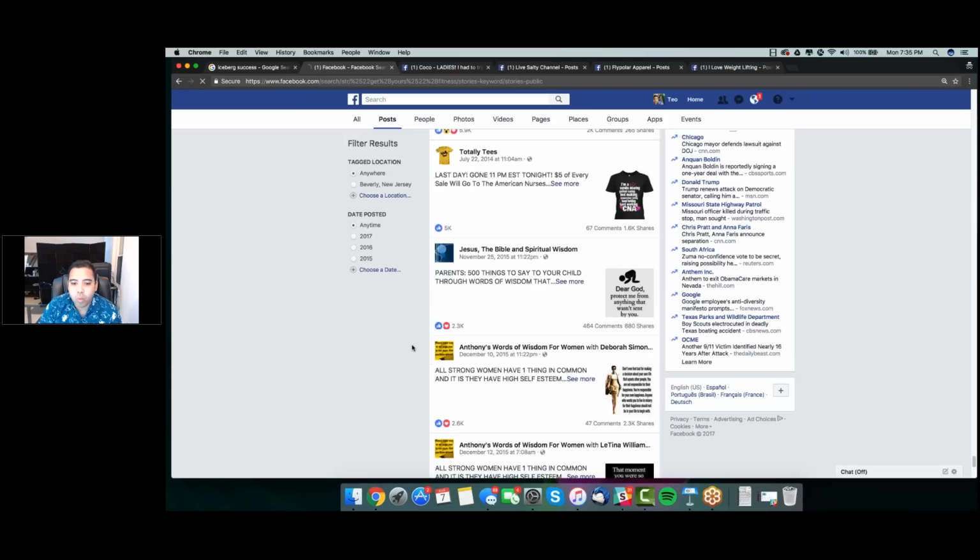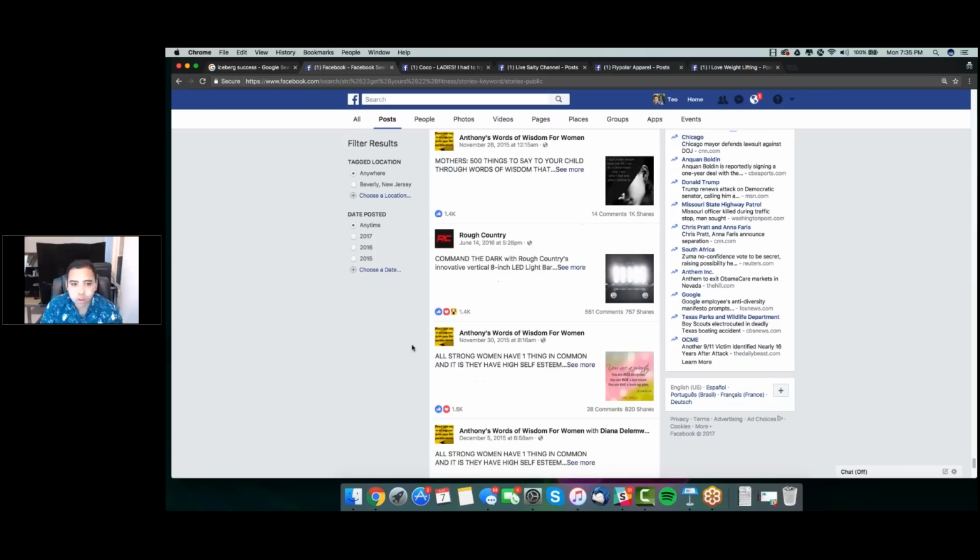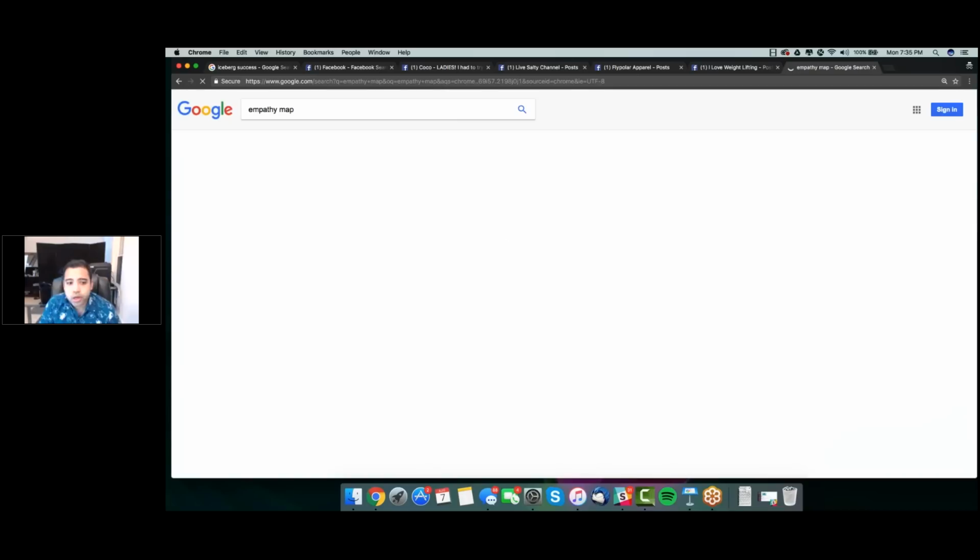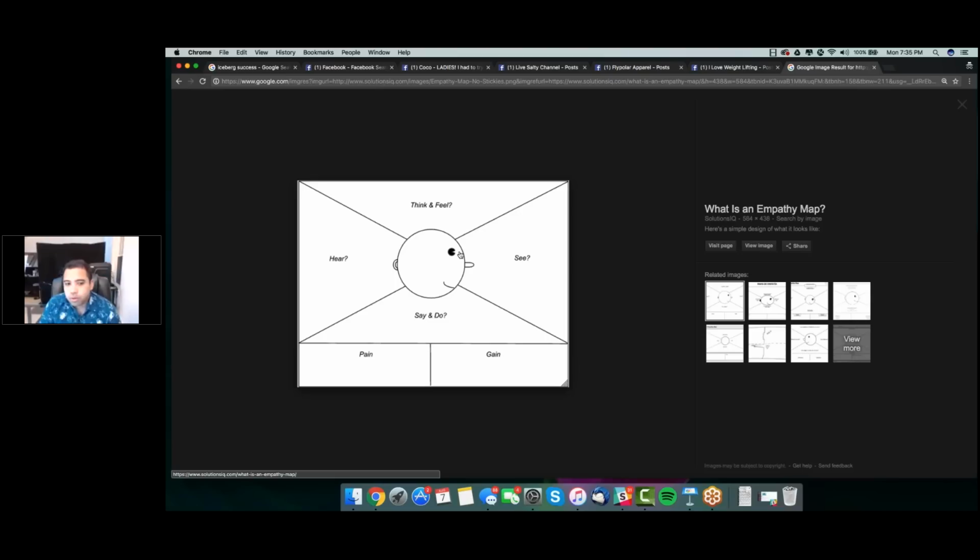When we have data, we can find out if people actually like it, want it, are sharing it, and we can see what people are saying. When it comes to data, I want you guys to understand what's called the empathy map. There's this thing called an empathy map, on Facebook, in any marketing that you do. This is your customer right here. You have to find out what the customer is seeing, what they're thinking and feeling about the product, what they're hearing from other people, what they're saying and doing. And is it a pain for them or a gain for them?